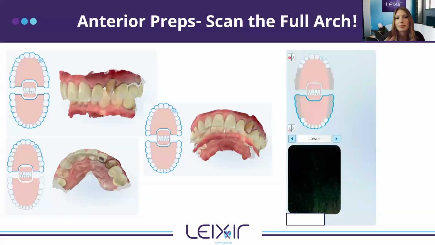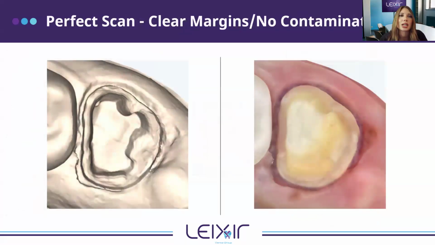So anterior preps. This one, they didn't quite scan the full arch, but we at least have enough data. And we can see that opposing side for the canine for design. And we were able to get a good bite on both sides. So this looks really good. So just a reminder there, if you can get us a full arch, that's great.